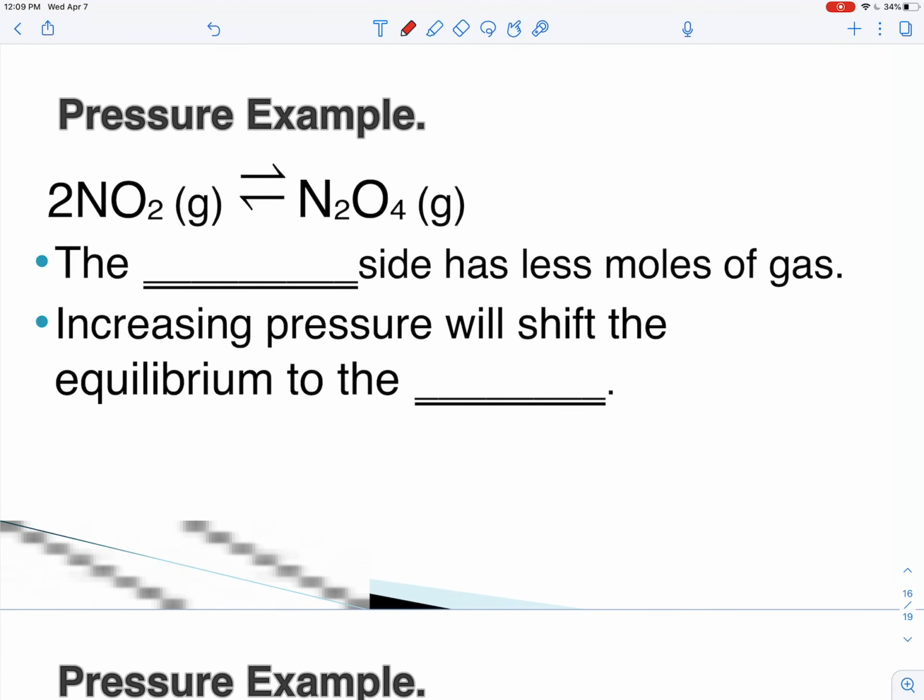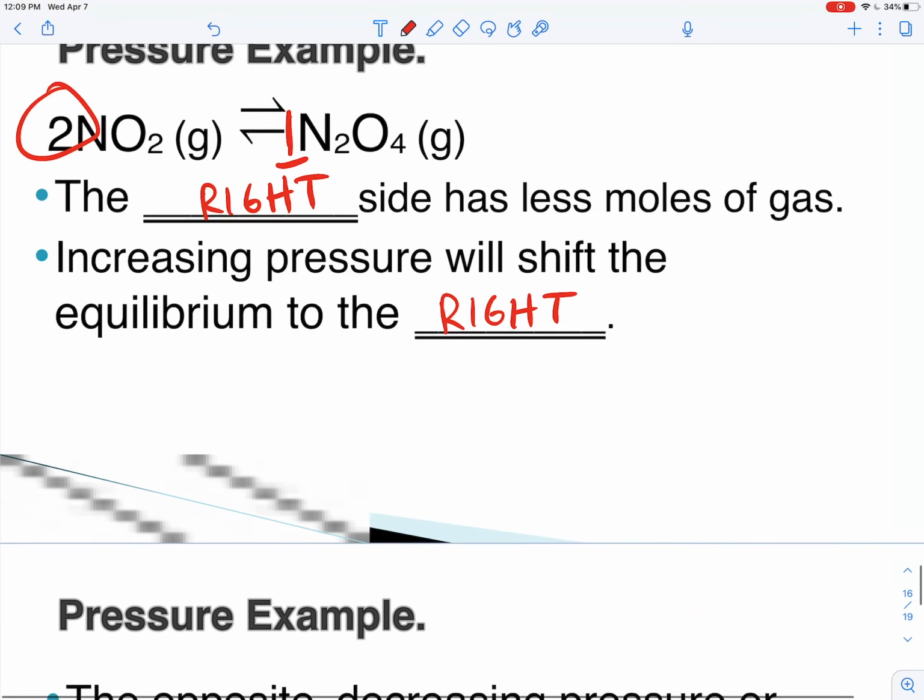Which side has less moles of gas here? So 2 chemicals versus 1. So the right side has less moles of gas. Increasing pressure shifts equilibrium to the side with less moles of gas, in this case, the right side.